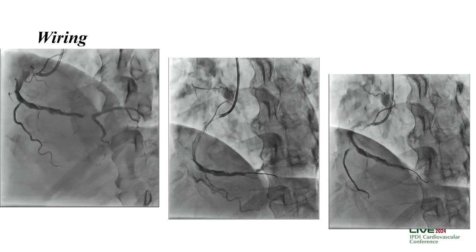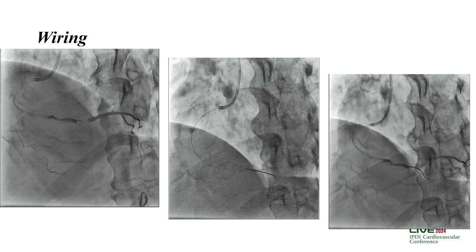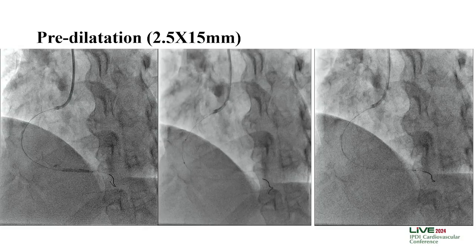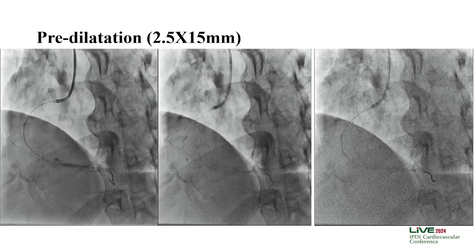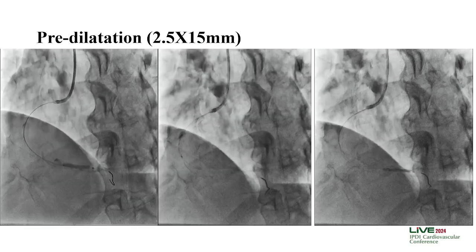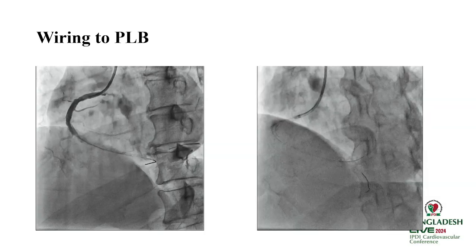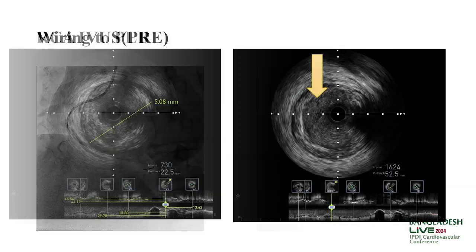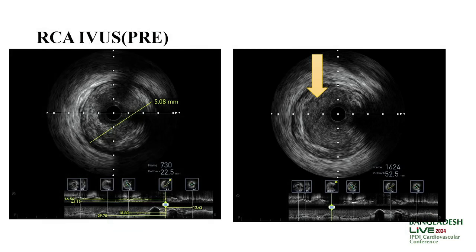We started with the right coronary system. We wired the vessel. Initially, the wire was kept in the PDA, followed by another wire, and we did pre-dilatation with a 2.5 by 15 balloon. Then we wired the PLV. We did IVUS on the right side because we had in mind that the patient might have a dissection in its mid segment, and if you look at the angiogram, we found that the patient has the dissection.